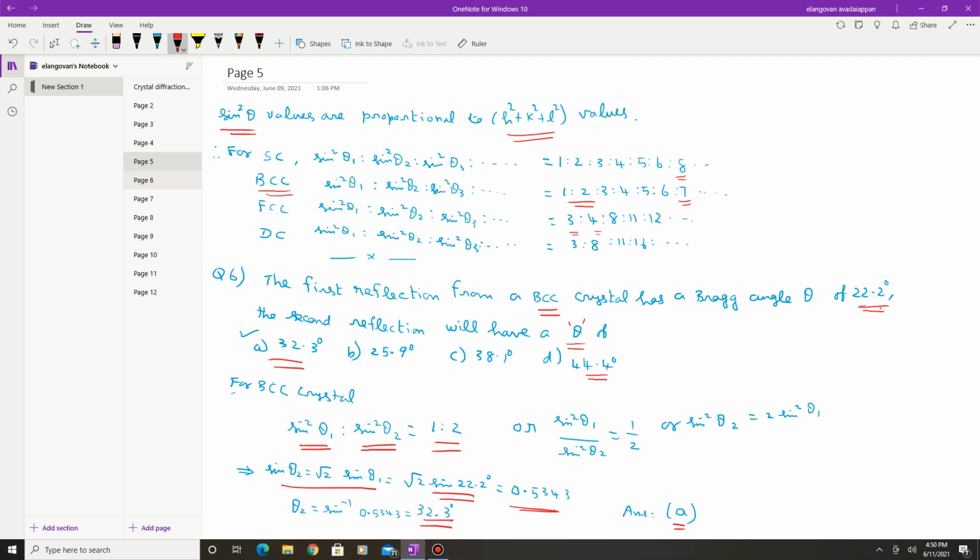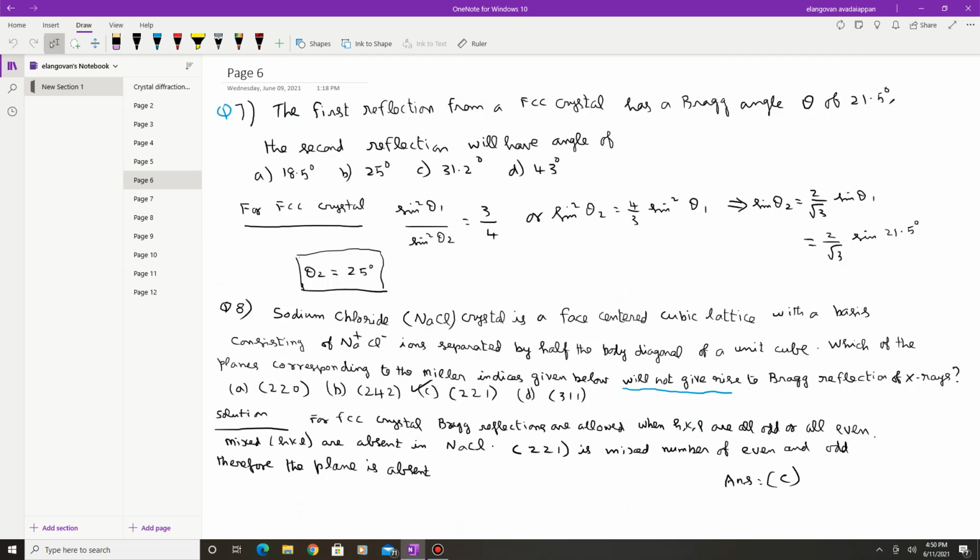The next question is question number 7. The first reflection from an FCC crystal has a Bragg angle theta given. For the second order reflection, sin square theta 1 by sin square theta 2 is equal to 3/4. For BCC it is 1/2, 0.5.